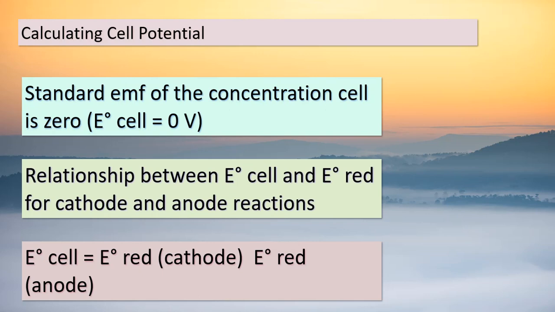The equation E degree cell equals E degree red, cathode, minus E degree red, anode, allows us to determine the cell potential. For our concentration cell, plugging in the values of E degree red, -0.28 volts, for both the cathode and the anode reactions gives us an intriguing insight into the equilibrium and balance between these reactions. Keep in mind that while the standard cell potential is 0, the underlying electrochemical processes are far from mundane.